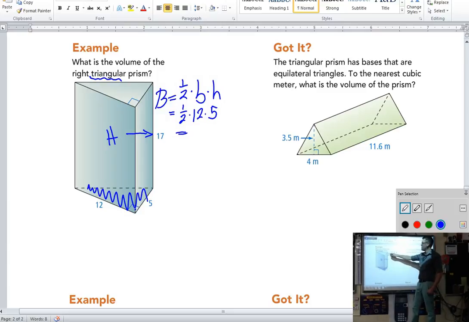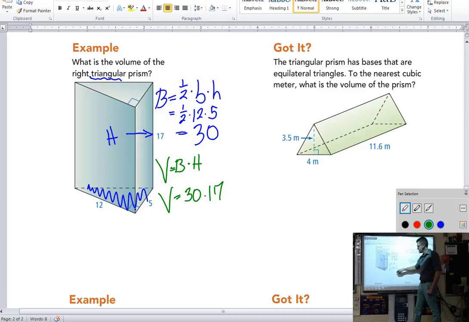So this, my big B, comes out to be 30. I then define the volume, do my big B times big H. So that comes out to be 30 times 17. Get 500, oh, 510. Yeah.